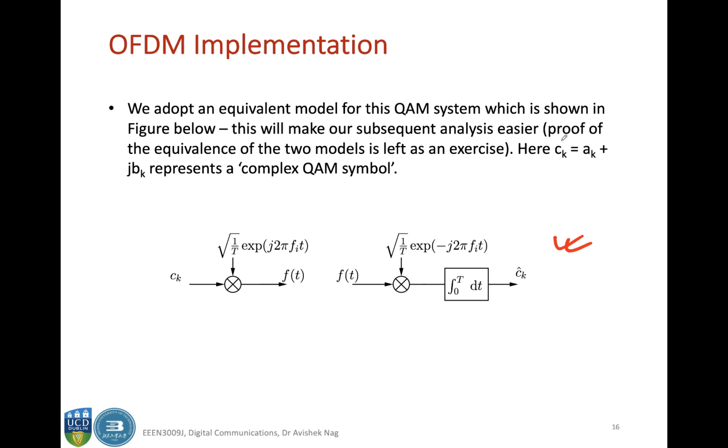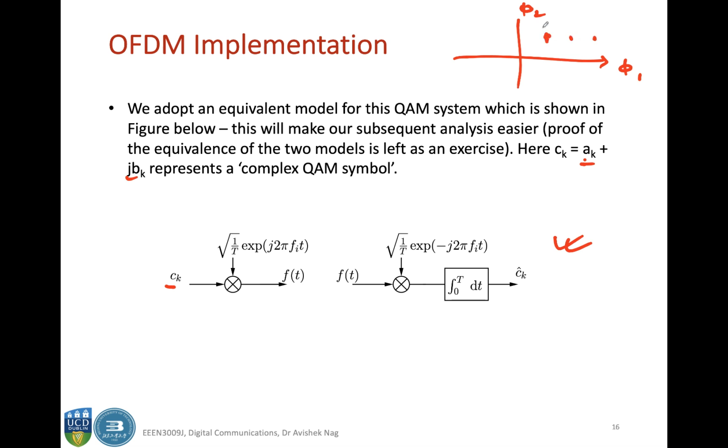This will make our subsequent analysis easier, and the proof of this equivalence of the two models is left as an exercise for you. Okay, so here you have CK, which is AK plus JBK. So you have a complex representation now. If you go back to the representation with phi 1, phi 2, this is the general position of a signal in a constellation.